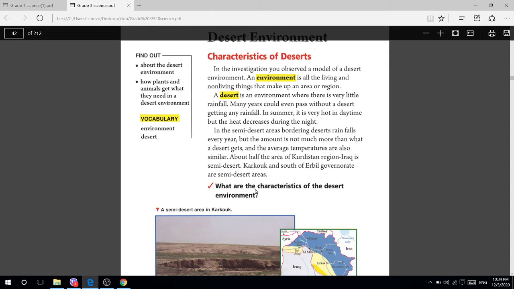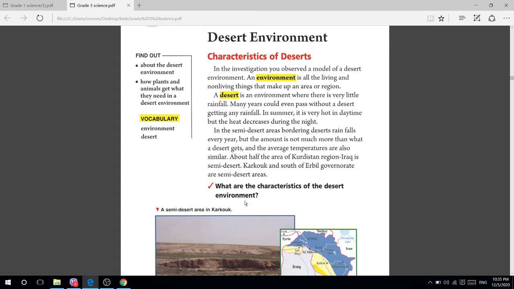What are the characteristics of the desert environment? Okay, students, look at this question, it is very important. What are the characteristics of a desert environment? As I told you, it is an environment where there is very little rainfall. One, very little rainfall. Many years could even pass without a desert getting any rainfall. In the summer, it is very hot in the daytime, but the heat decreases during the night. These are the characteristics of the desert.